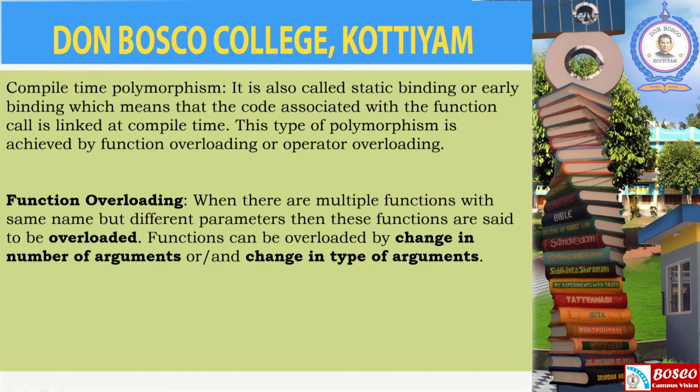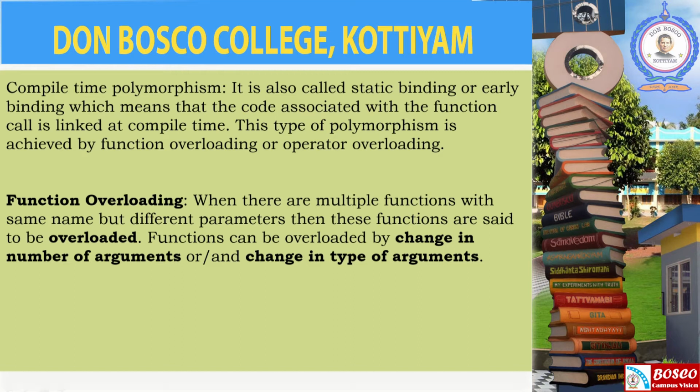That is why it is known as static binding or early binding or compile time polymorphism, and it is achieved by function overloading or operator overloading. Function overloading means there will be multiple functions with same name but will be having different parameters, and this function overloading can be done by change in number of arguments or change in type of arguments.